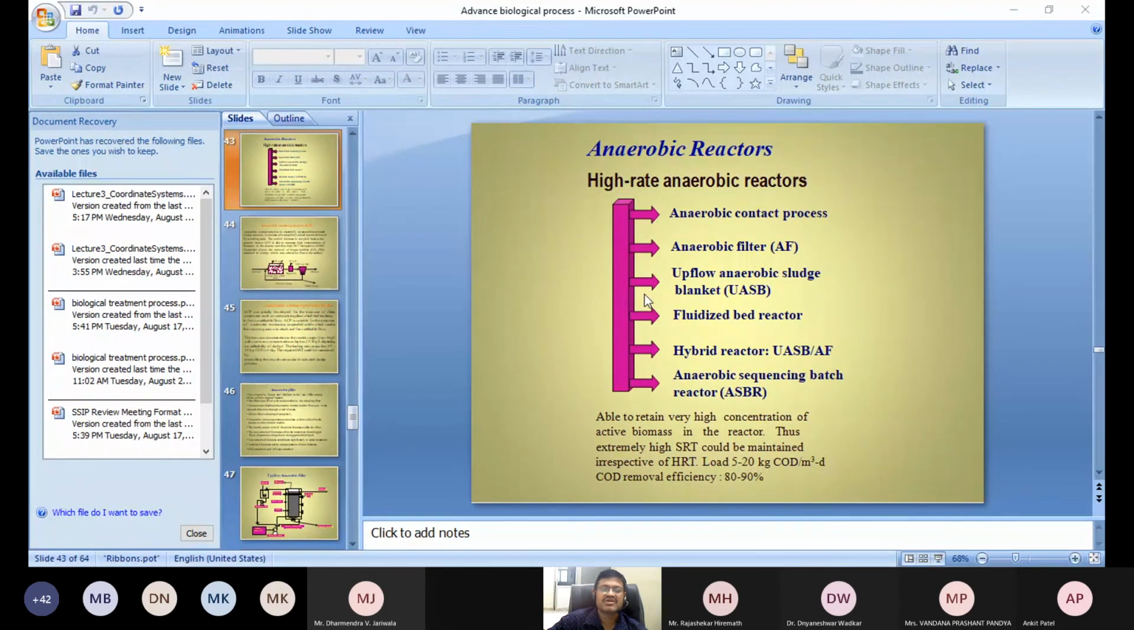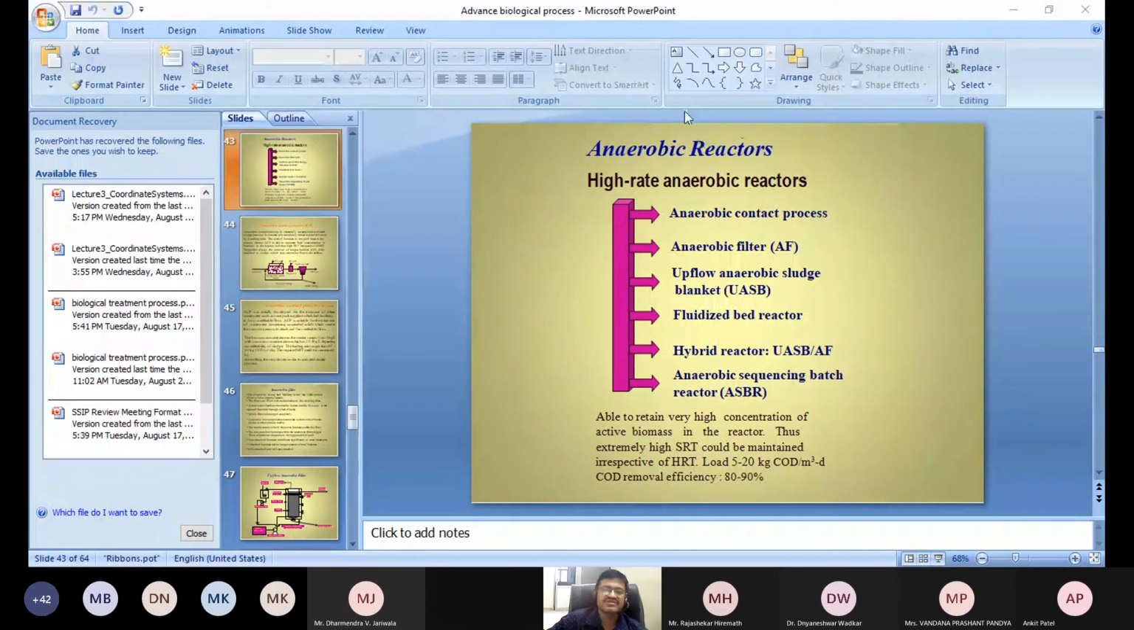Then there is an anaerobic filter. Anaerobic filter is like this. You can see here, the filter media is there, and feeding is done. Let us say from here feeding is done, and through the media where the anaerobic bacteria are there, anaerobic degradation will take place, and then from the top the effluent is taken out, and whatever biogas, that is the methane, is generated here, that is also taken out. So that is an upflow anaerobic filter.